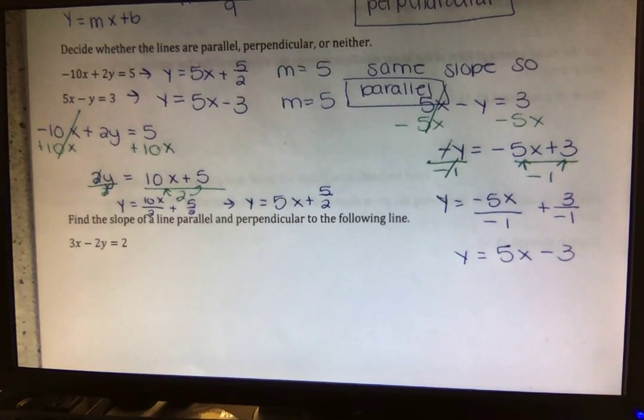Good question. What if the y-intercept is the same? Then it would be the same line, so they'd be considered parallel, or they would be considered the same line. We're going to see that in a minute today. What else? Good questions. Other questions for me?